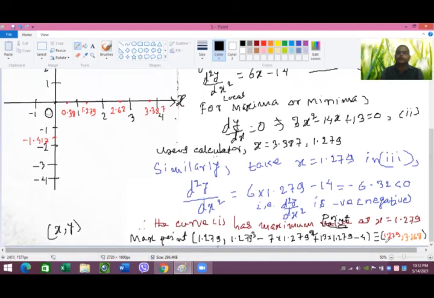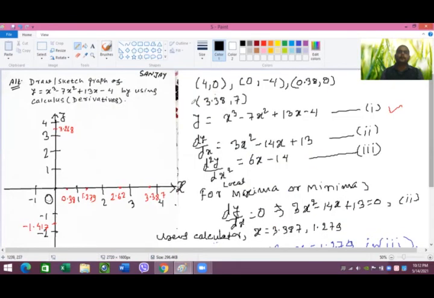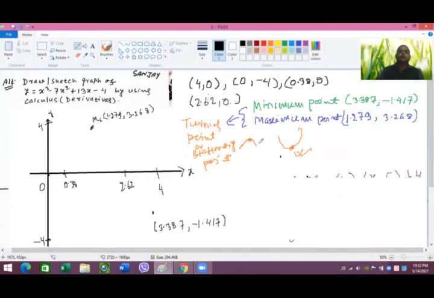So 1.279 and the y value 3.268, this is the maximum point of this curve. Okay, once we have gathered all these points, including these turning points, you can just put this on this plane graph. You don't require this to scale, but there should be proper placing.